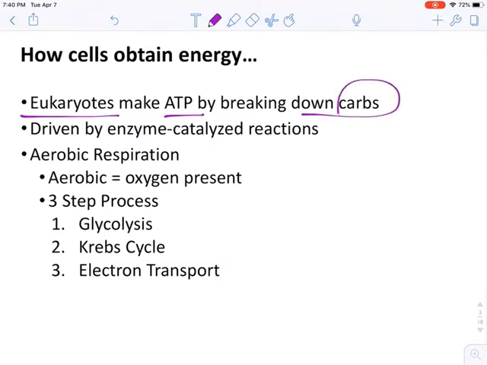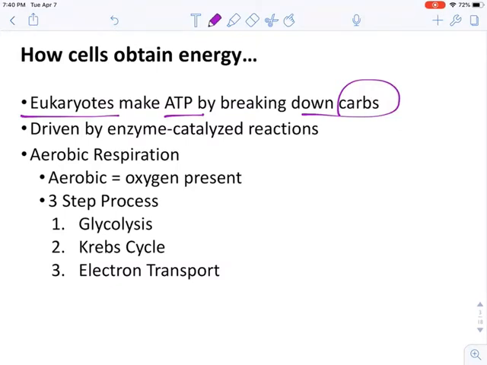So in eukaryotes, meaning anything that has a nucleus, including plants, we're going to make ATP by breaking down carbohydrates. So for you, when you eat food, you're probably not eating glucose, my guess, but you're eating other things that are going to be digested, broken down, and rearranged into really simple carbohydrate molecules. So ultimately, whatever you eat, like if you ate a big bowl of pasta, you're going to break a lot of that down, if not all of it, into glucose at some point.